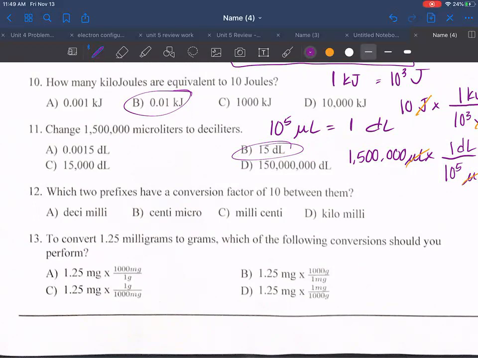Which 2 prefixes have a conversion factor of 10 between them? So keeping in mind that each stair you go changes the factor of 10, you want to find something that's only 1 stair away. Well, that is option C, milli and centi.